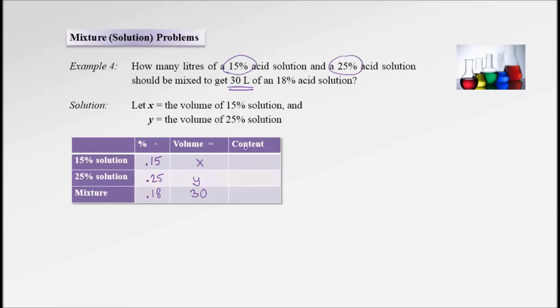Finally, the content. Well, the content can be calculated just by following the formula in the table. Percent times the volume. So this column times that column is the third column. So we have 0.15x, we have 0.25y, and we have 0.18 times 30.